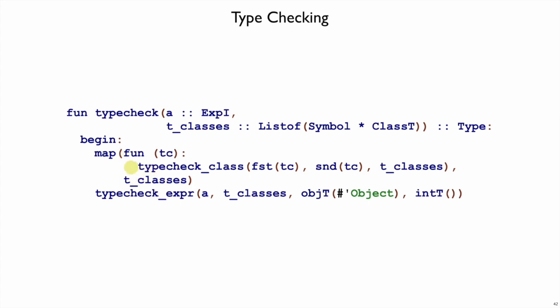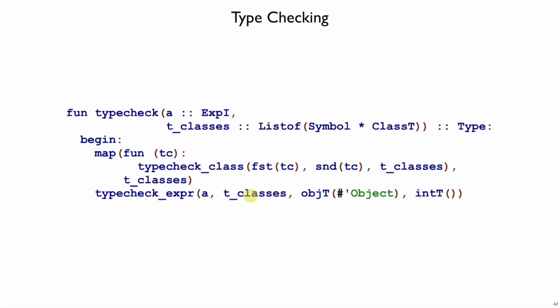We don't care what this map returns. We don't actually use the list. We were just using map to map over all the individual classes. As long as it doesn't raise an error, that means that those classes are okay, and so we can type check the main expression. As we do that, we may need to refer to classes.